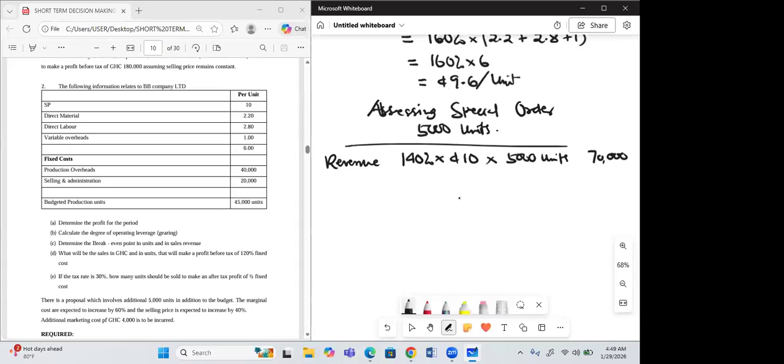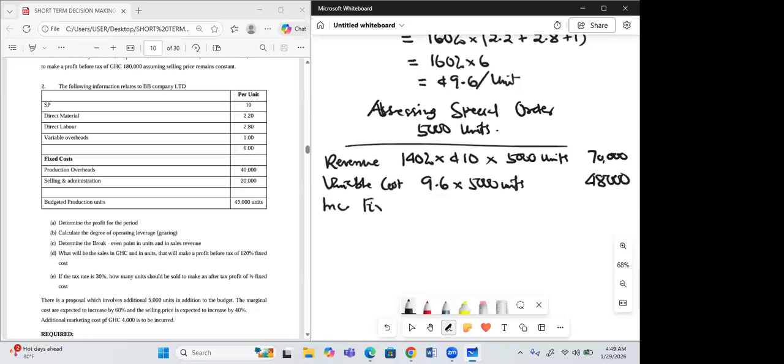70,000. Now the variable cost. That would be 9.6 times 5, giving you 48,000. So the contribution is 38,000. Now there is an incremental fixed cost. There's an additional marketing cost of 4,000. So there is an incremental fixed cost.